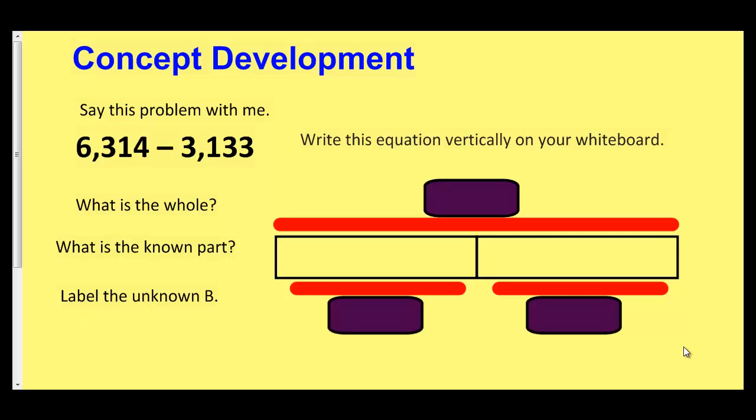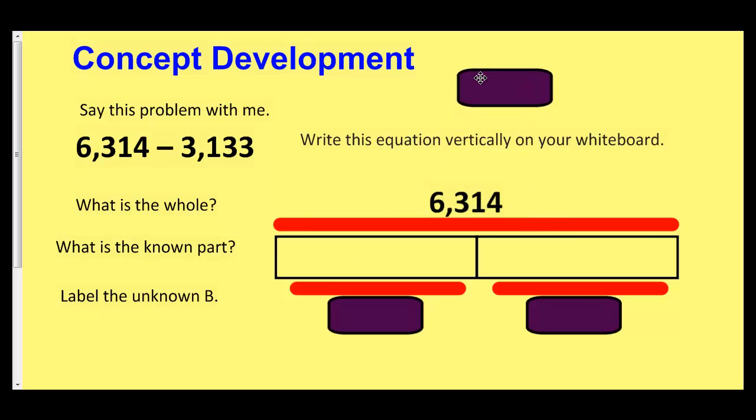Okay, I also want you to draw this tape diagram again. And this time, take a look at our subtraction problem, and I want you to think to yourself, what is the whole? What would we label at the top? And we would actually label it 6,314. Our large number is the whole.